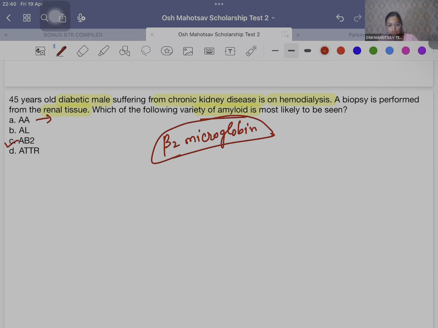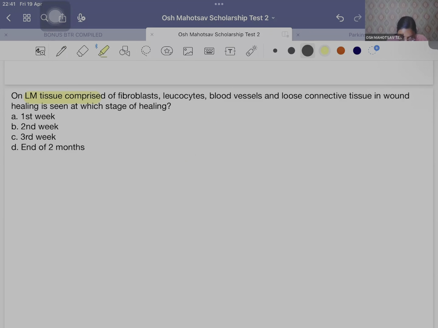Amyloid associated, I have told you where we will find in familial Mediterranean fever, if it is mutant, or if it is more than chronic inflammation. AL, amyloid light chain, we will be finding in multiple myeloma. ATTR, same, wild type and mutant. The wild type we will be finding in systemic amyloidosis, and this mutant type we will be finding in familial amyloidotic polyneuropathy.